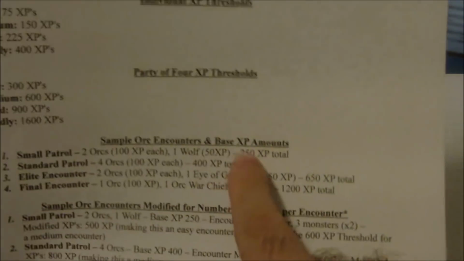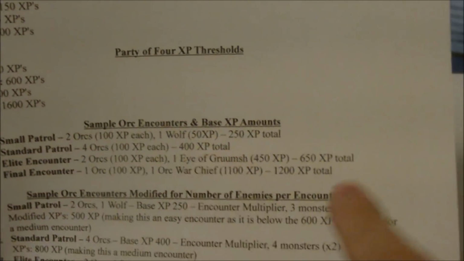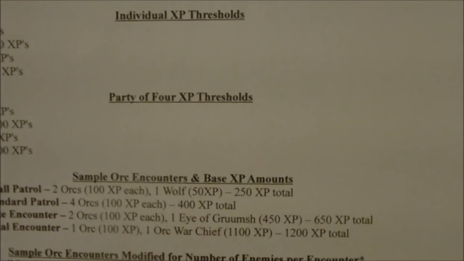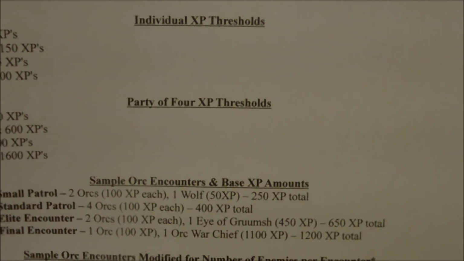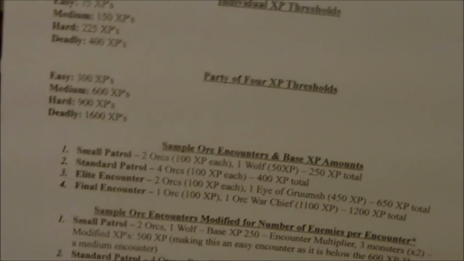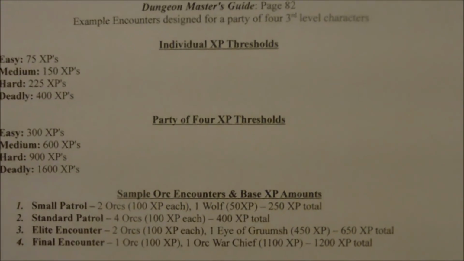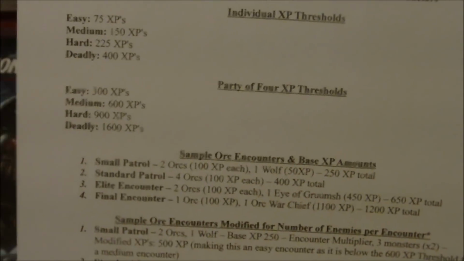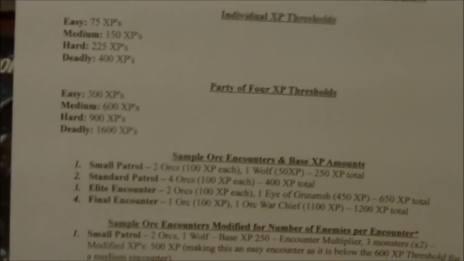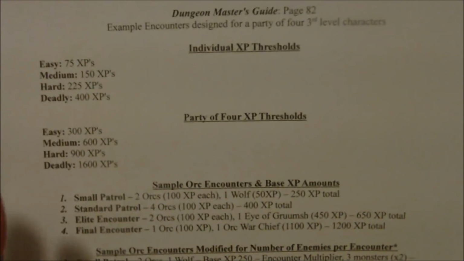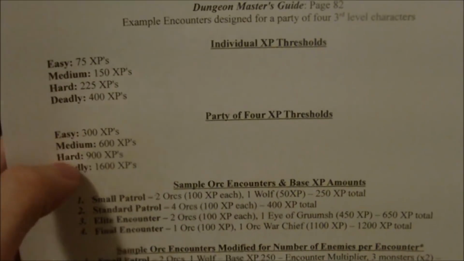Now these numbers, the 250, the 400, the 650, and the 1,200, these are the actual experience values that the encounters are worth. So when the party overcomes a small patrol of 2 orcs and a wolf, they're going to gain 250 experience points. When they overcome an encounter group of 4 orcs, they're going to gain 400, and so on. However, we haven't determined properly yet if these encounters are going to be easy, medium, hard, or deadly difficulties.